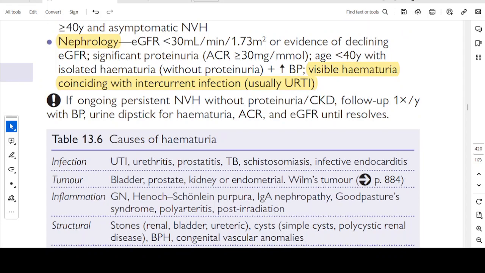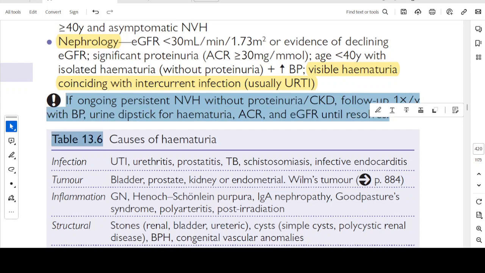If ongoing persistent non-visible hematuria without proteinuria or CKD, follow up one time per year with BP, urine dipstick for hematuria, ACR and eGFR till it resolves. If there is persistent non-visible hematuria, microscopic hematuria without proteinuria or CKD, then follow up annually with BP, urine dipstick for hematuria if it's present or disappeared, ACR and eGFR.